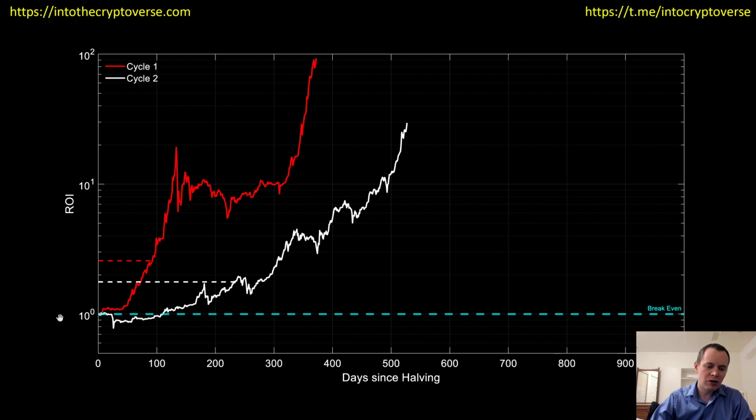And if you draw, say, the same price, the prior all-time high price corresponds to this ROI from the halving, and you can see it took a lot longer to get there. Now the third one, this is where we currently are.